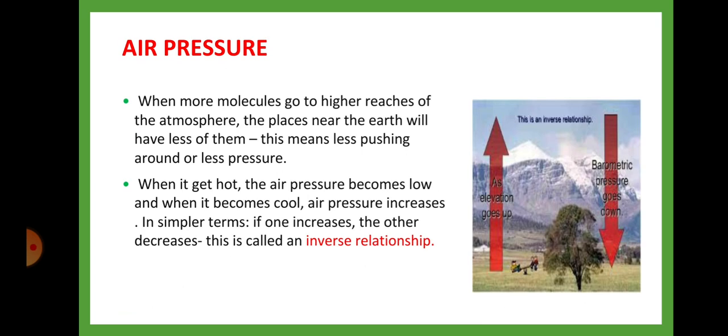When more molecules go to higher reaches of the atmosphere, the places near the earth will have less of them. This means less pushing around or less pressure. When it gets hot, the air pressure becomes low, and when it becomes cool, air pressure increases. In simple terms, if one increases, the other decreases. This is called an inverse relationship.